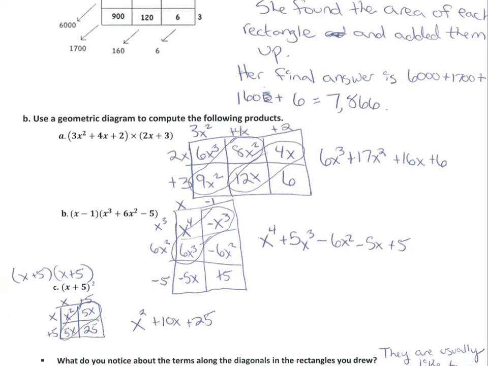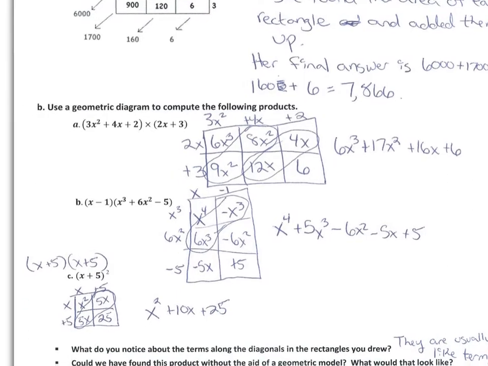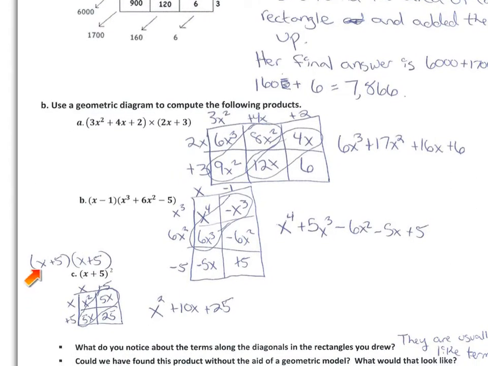Letter C, the same idea, x plus 5 quantity squared. You have to realize that it's the same as x plus 5 times x plus 5. So I set up my box, and I multiply. x squared, 5x, 5x, and 25. And then you had the like terms of 5x. You add it up, you get x squared plus 10x plus 25.